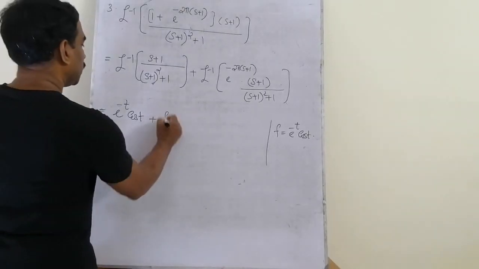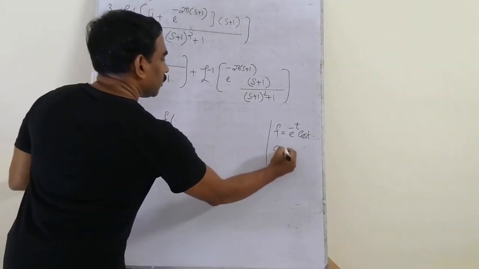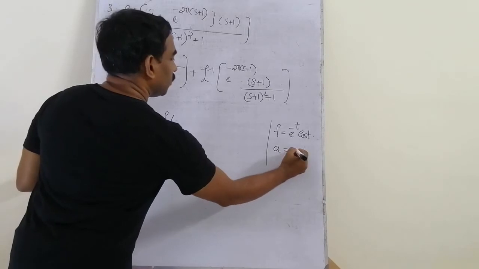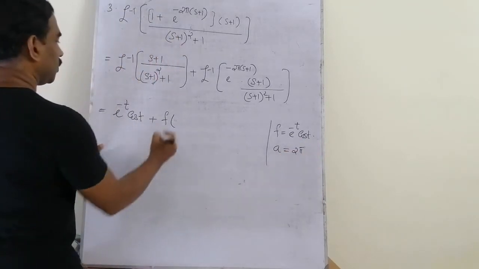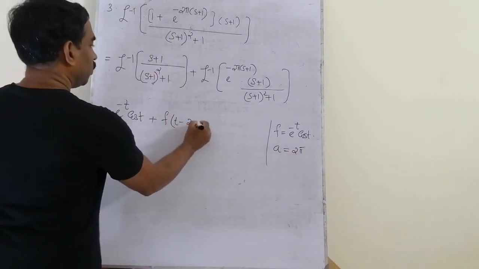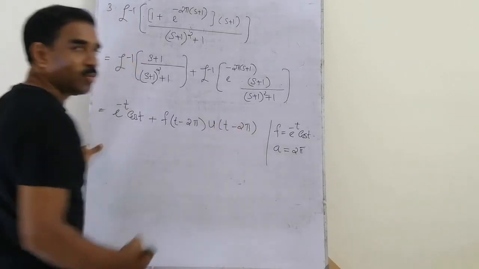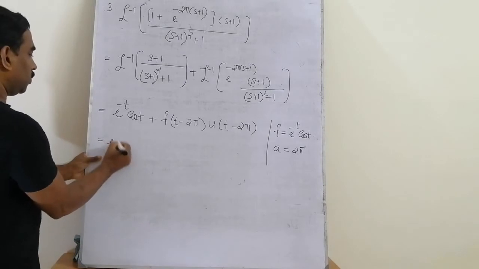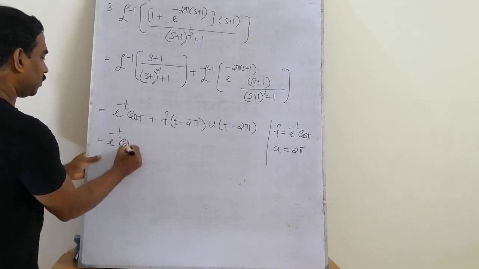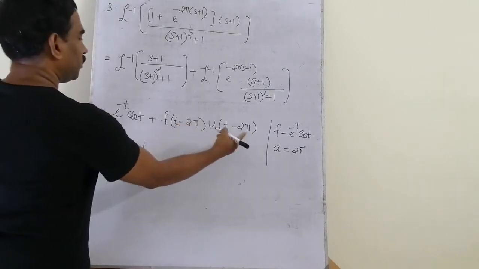So the second part is where this function is translated to 2 pi. So f of (t minus 2 pi) into u(t minus 2 pi) equals e raised to minus t cos t, and what is f of (t minus 2 pi)?